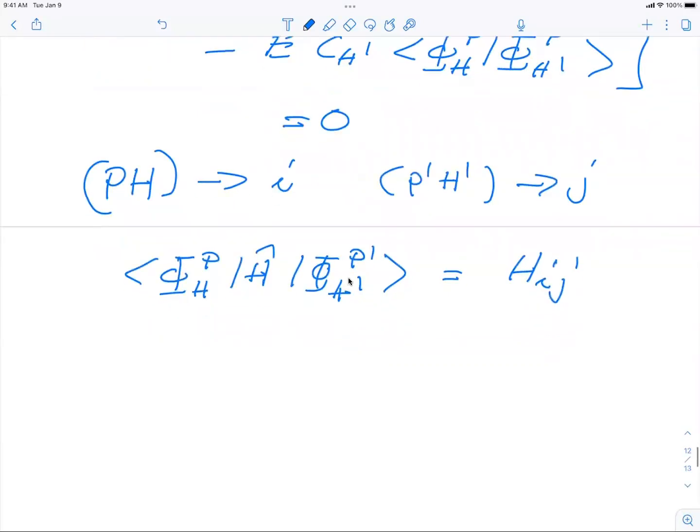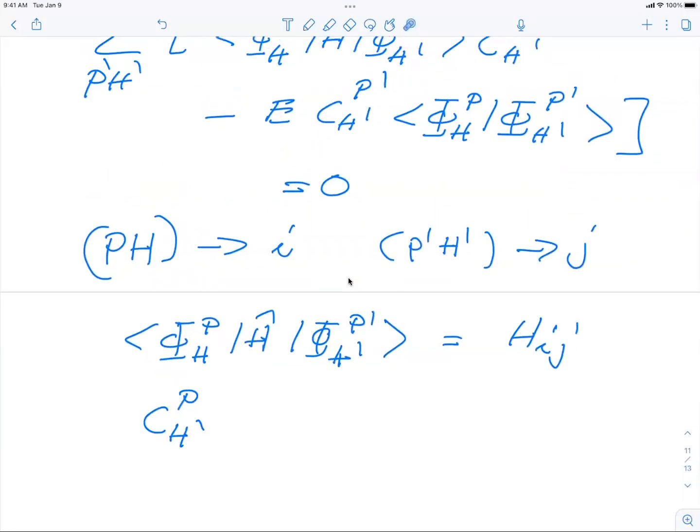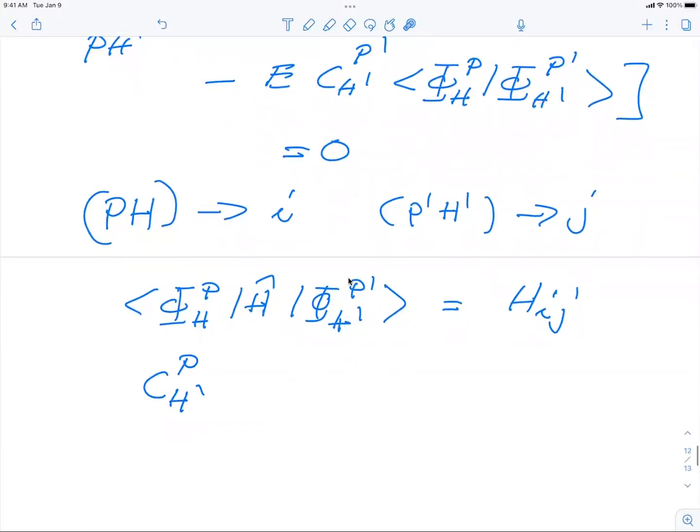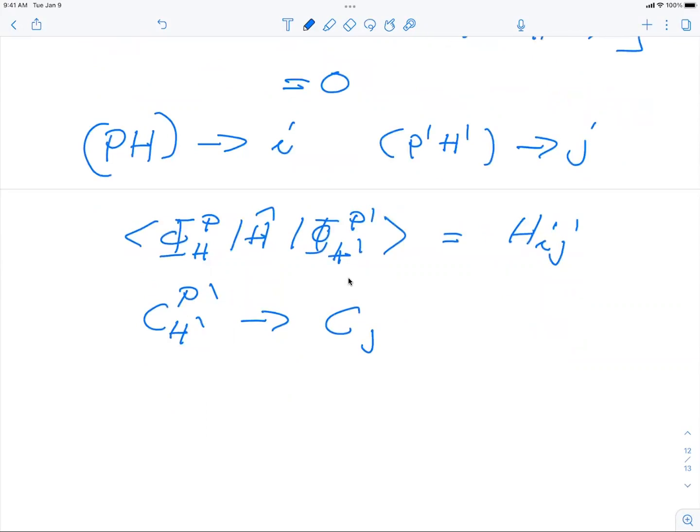Then we also have to be a little bit careful with the overlap which we have here, this specific overlap. So let's come back to that one, but let's look at this term here. Since I have P H prime, P prime and H prime, this is now replaced with a symbol J. So this becomes a C of J. Then I have to be a little bit careful, because I may not have an orthogonal basis. So let's just take the general case now.